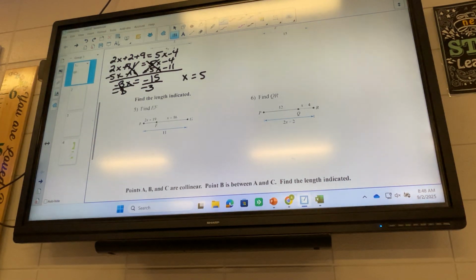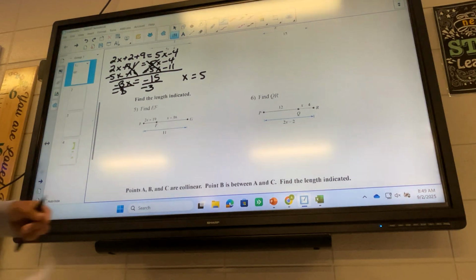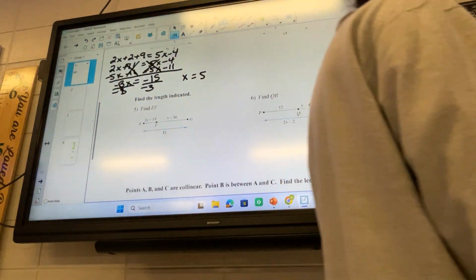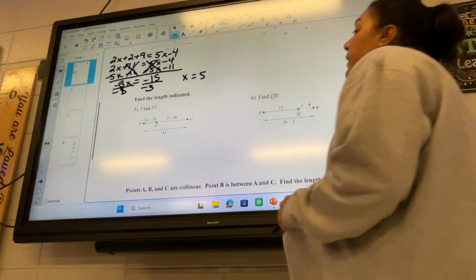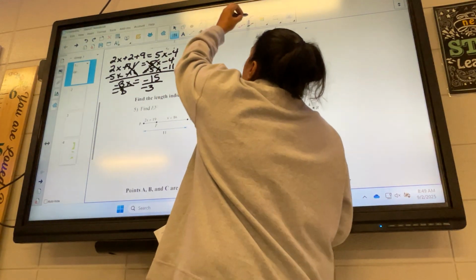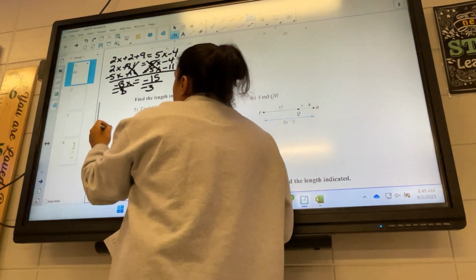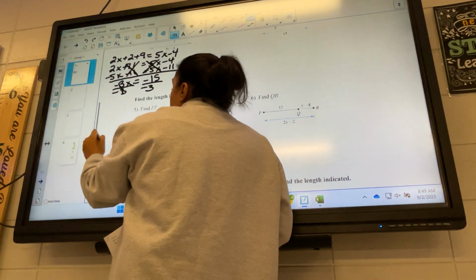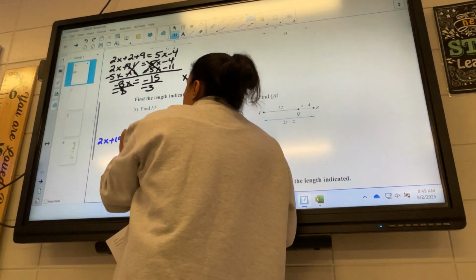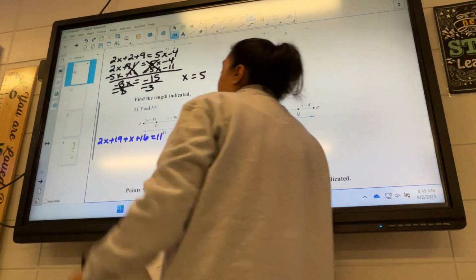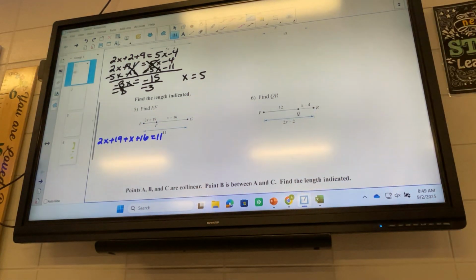The first one is super easy. The second one you solve for x. The third one is going to be the one that you plug it back in. Look at number 5. We're going to take the 2 and add them together and set it equal to 11. So we've got 2x plus 19 plus x plus 16 equals the bottom one, which is 11.